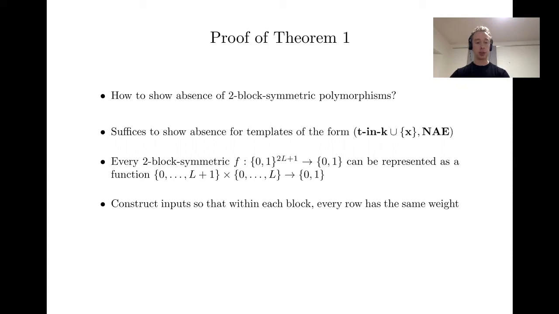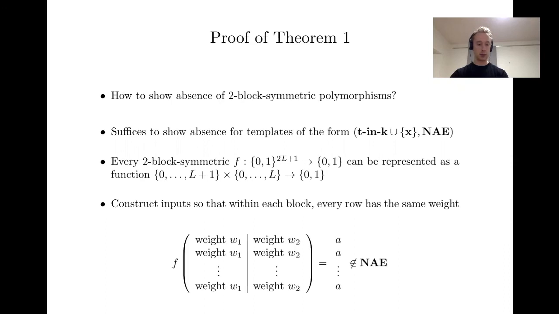We would like to construct inputs so that within each block, every row has the same weight. The reason for this is as follows. If the block on the left-hand side achieves weight W1 in each row, and in the second block we achieve weight W2 in each row, then our function f will be forced to return the same value on each row, thus violating the NAE relation and preventing f from being a polymorphism. Note that it does not matter what the exact set of zeros and ones looks like within each block, as long as the weight constraints are satisfied.